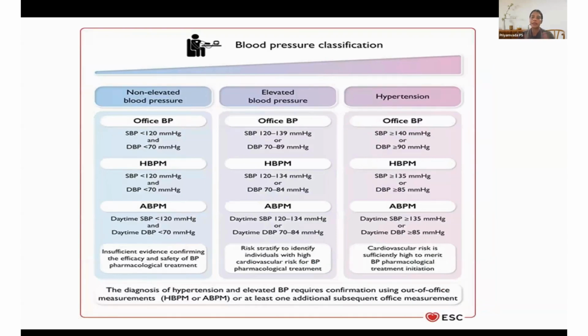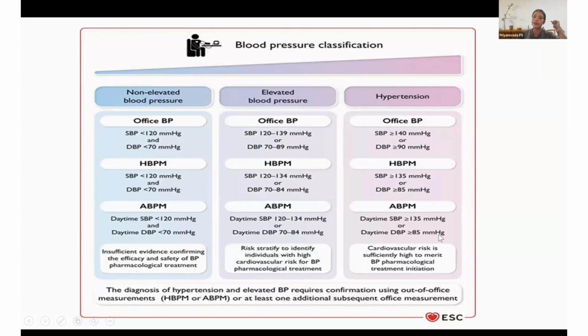I told you all the definitions are currently based on office blood pressure measurement. Now, if we are sending the patient home for a home blood pressure measurement or an ambulatory blood pressure measurement, we need to keep in mind that the threshold for diagnosing hypertension is slightly different and lower compared to the office blood pressures. So usually for the ambulatory blood pressure measurement, if we take a daytime average, we take normal as 120 systolic and 70 diastolic. But for hypertension, instead of 140 by 90, we are going to take 135 by 85. And this is the daytime blood pressure.